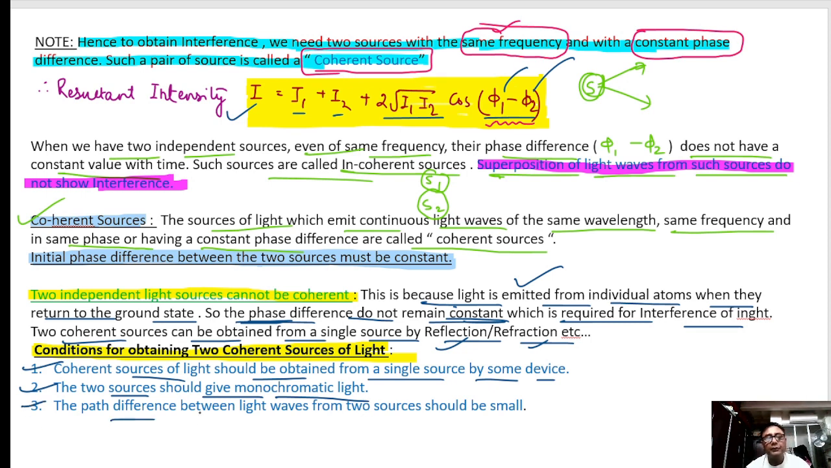The path difference between the light waves from the two sources should be small. So these are the three conditions for interference to happen. That means for coherent sources, you have to obey this. Number one, they should be from a single source. Second, the two sources should use monochromatic light. Third, the path difference between the two sources should be very, very small.